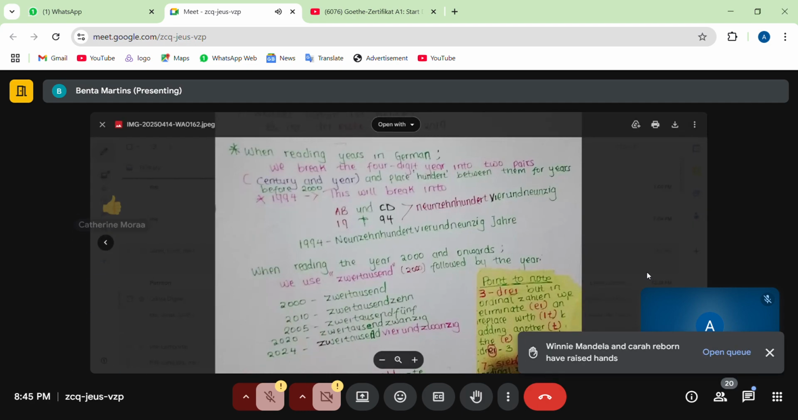Winnie? Madam, repeat the points to note on the yellow piece of paper. We are not there yet. Okay, yeah, we are still here on how to read the years first.